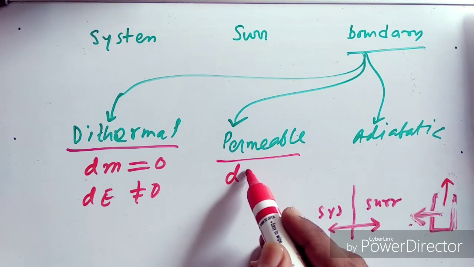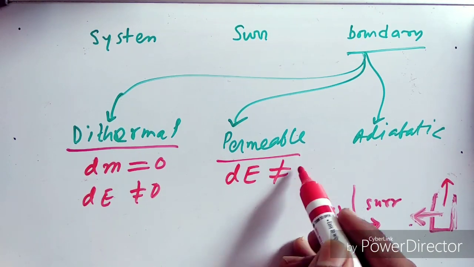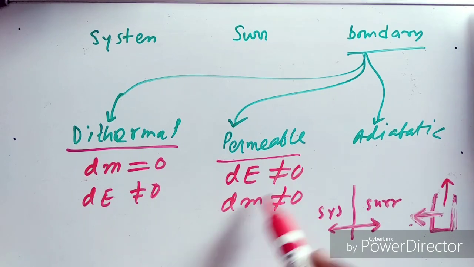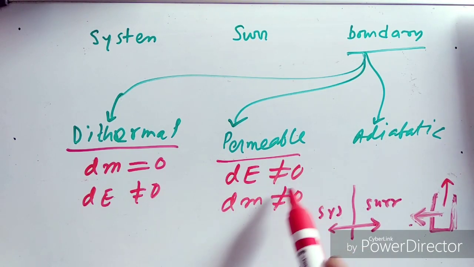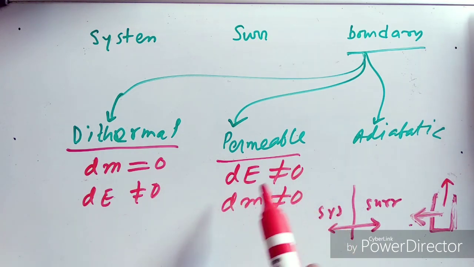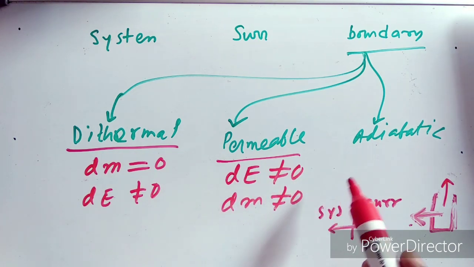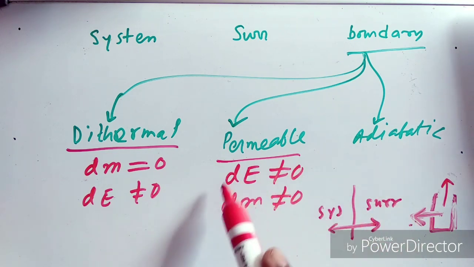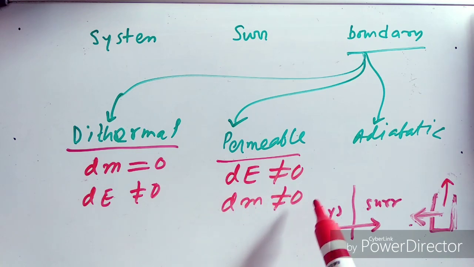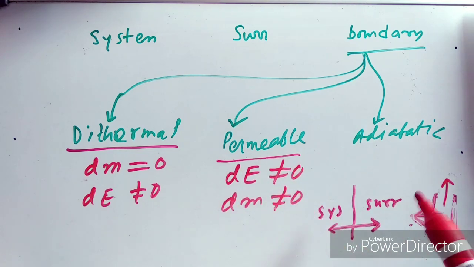That means in the case of a permeable boundary, energy can pass through the boundary and mass can also pass through the boundary. Mass change is possible, energy change is possible, that is, not equal to 0. If it were not possible, the initial and final energy would be equal, so the energy change should be 0. But here energy and mass change is occurring, so they are not equal to 0.